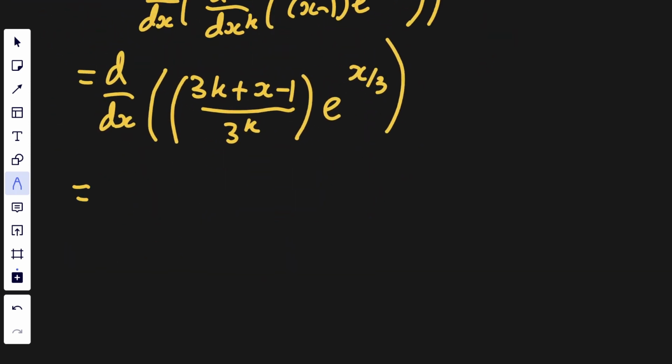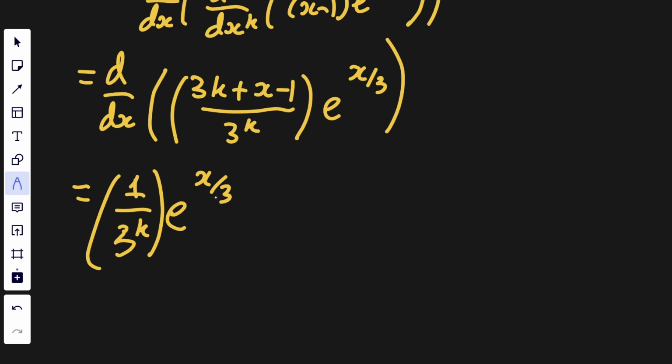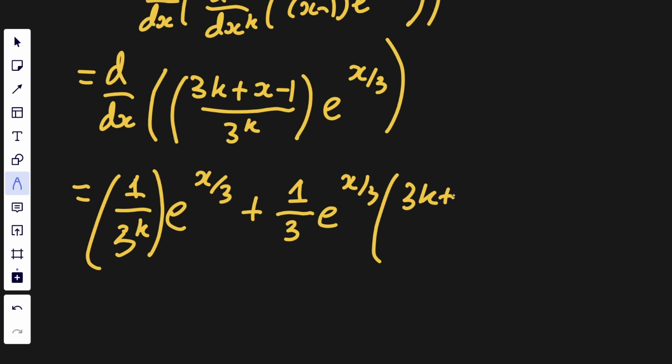Alright, so differentiating this, we do the derivative of the first function. That is just 1 over 3 to the k, multiplied by the second function, which is e^(x/3). Plus, and now we differentiate the second function, which is 1 over 3 e^(x/3), and we multiply by the first function.